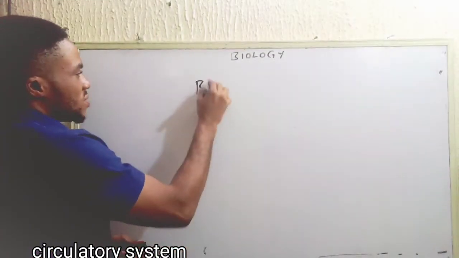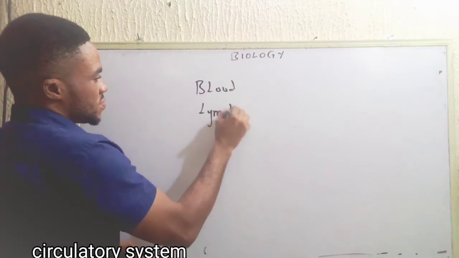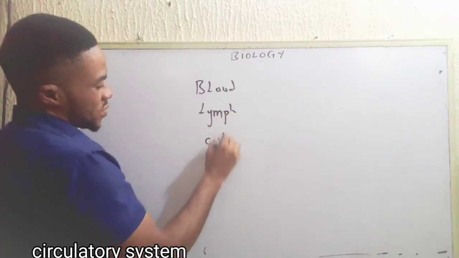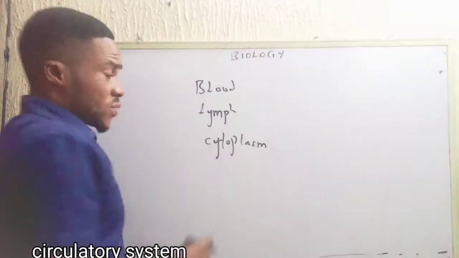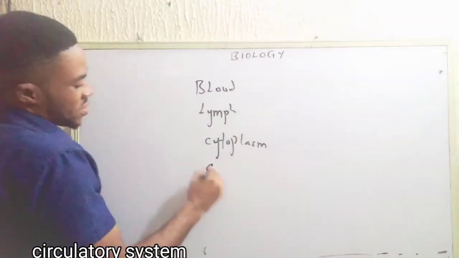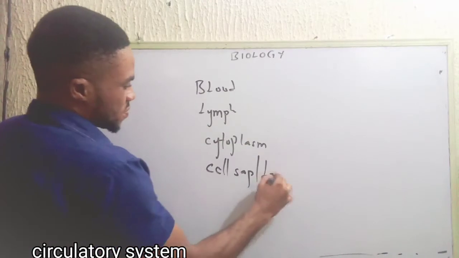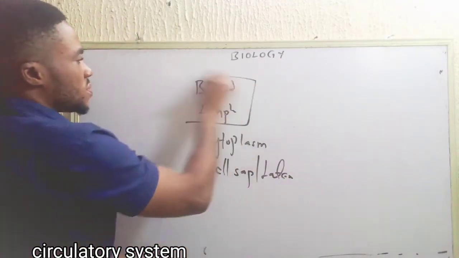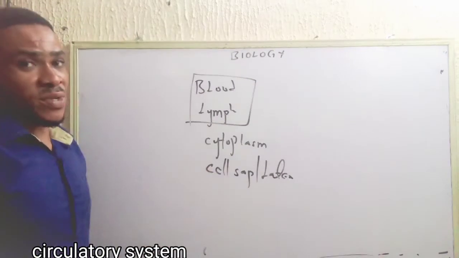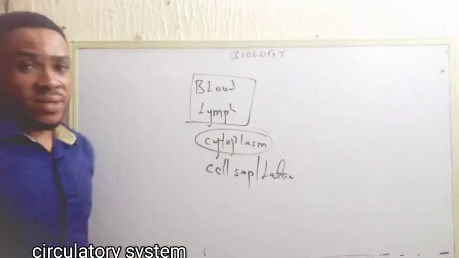That includes the blood, the lymph, the cytoplasm, and the last one being cell sap. It's called cell sap or latex. The first two are used by human beings for transportation around the body. The cytoplasm is used by unicellular organisms.